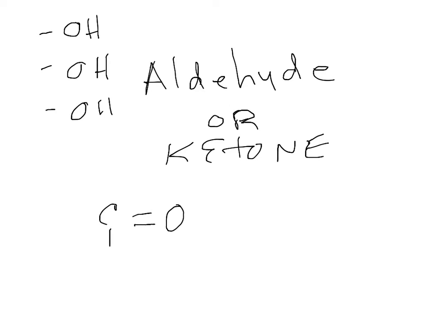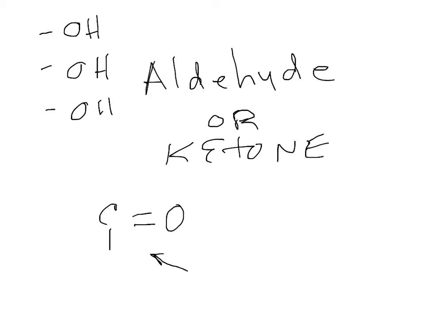C double bond O. That's not the carboxyl group. Remember the carboxyl group. I'll draw it over here and then get rid of it because you do not have carboxyl groups. That makes it an acid. We don't have an OH on the same carbon here. So carbonyl and carboxyl are different. Carboxyl makes it an acid. Carbonyl says, okay, C double bond O.